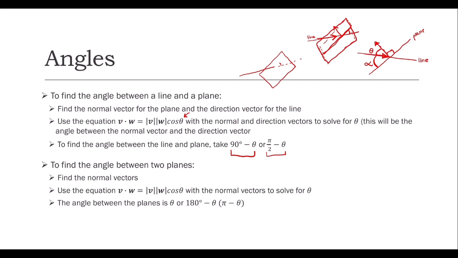To find the angle between two planes, you would find the normal vectors. So we'll do a side view of both planes. So we've got plane 1 and plane 2.